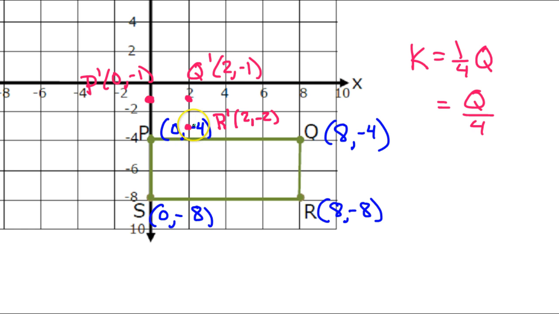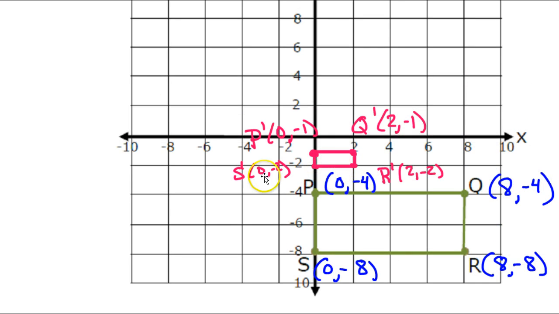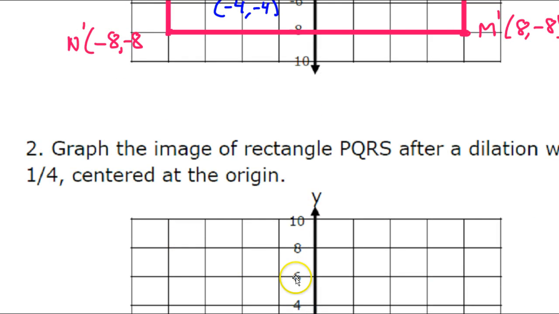Oh, you know what? I put this in the wrong place. -2 is right here on the line. So not here. So 2, -2 would be here and then here. That's the point R prime, 2, -2. And then 0, -2 is going to be right here. So this will be the point S prime. So there's our dilation by a scale factor of 1/4. Oh, look at that cute little rectangle. That was number 2.